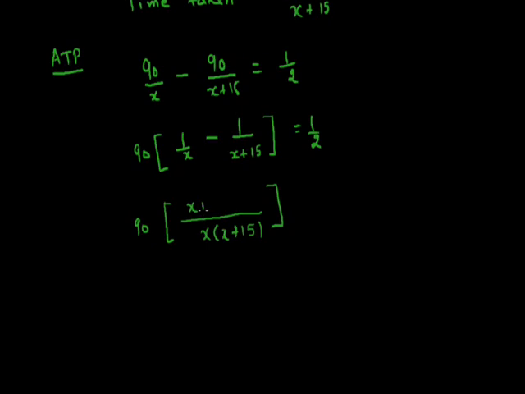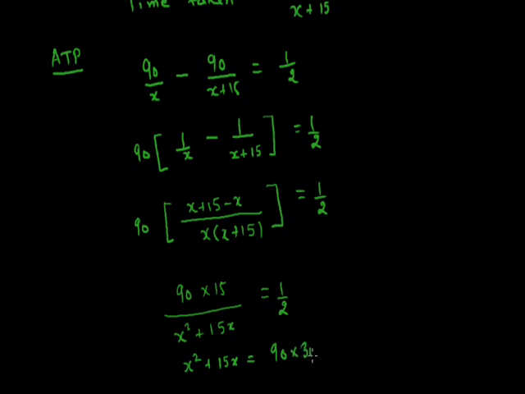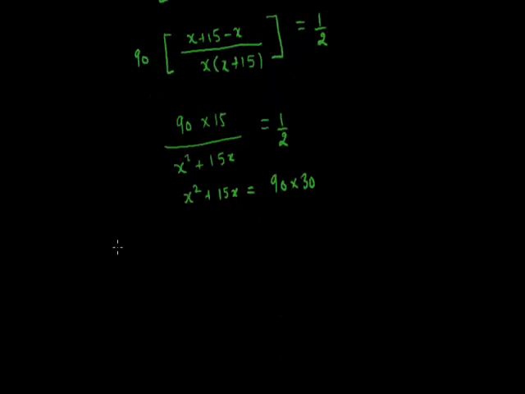So here it will be x plus 15 minus x equal to 1 by 2. So x is cancelled. So it will become 90 multiplied by 15 upon x square plus 15x equal to 1 by 2, or x square plus 15x equal to 90 multiplied by 30. So x square plus 15x minus 2700 equal to 0.